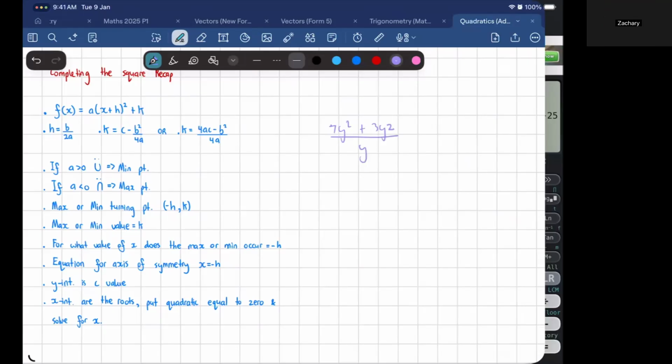So that would be 7y squared over y plus 3yz over y. Right? What's next? Cancel all the y's. So it would be 7y plus 3z. The y's would cancel off here.